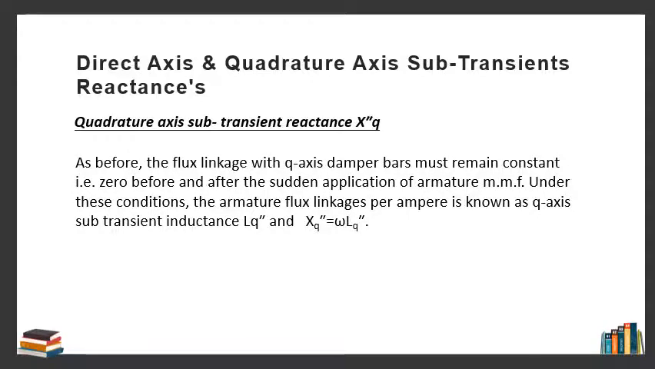As before, the flux linkage with the Q axis damper bar must remain constant, that is 0, before and after the sudden application of armature MMF under these conditions. The armature flux linkage per ampere is known as the Q axis subtransient inductance, represented by LQ double dash, and XQ double dash is equal to omega into LQ double dash, where XQ double dash is called the quadrature axis subtransient reactance, and LQ double dash is equal to Q axis subtransient inductance.